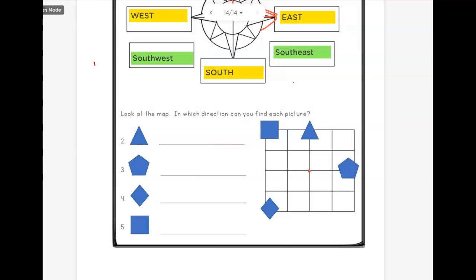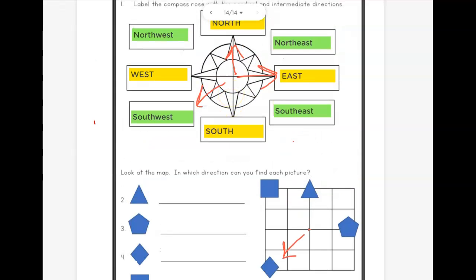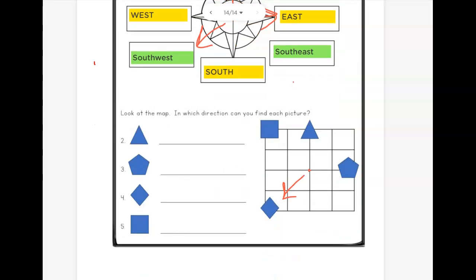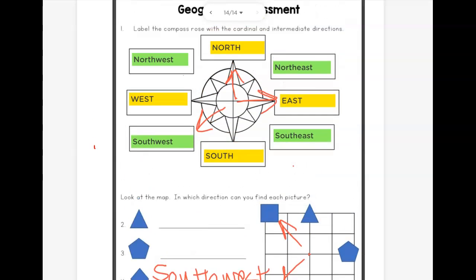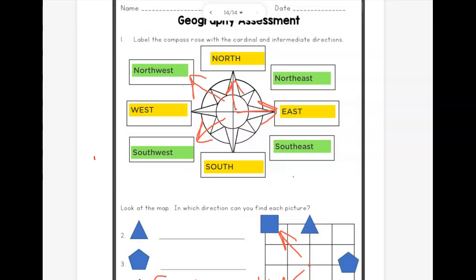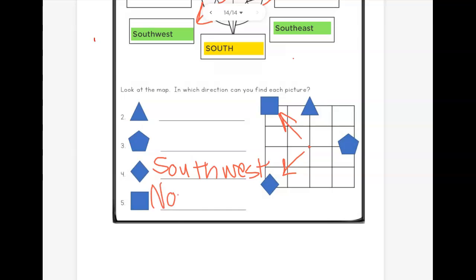Number 4 is the diamond or kite shape. Now this is in between south and west in this direction, so that would be southwest. Write or type that in. And finally, we have a square between north and west. So that would be northwest.